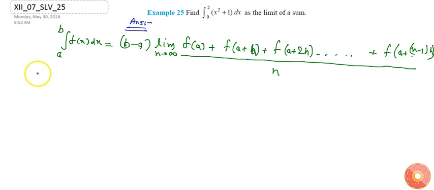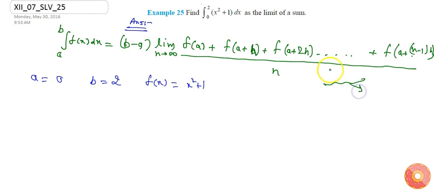Now, comparing with our question, I get a equals 0, b equals 2, and f(x) equals x square plus 1. One more thing, in the formula h equals (b minus a) by n, so in our question h becomes (2 minus 0) by n, or h equals 2 by n.